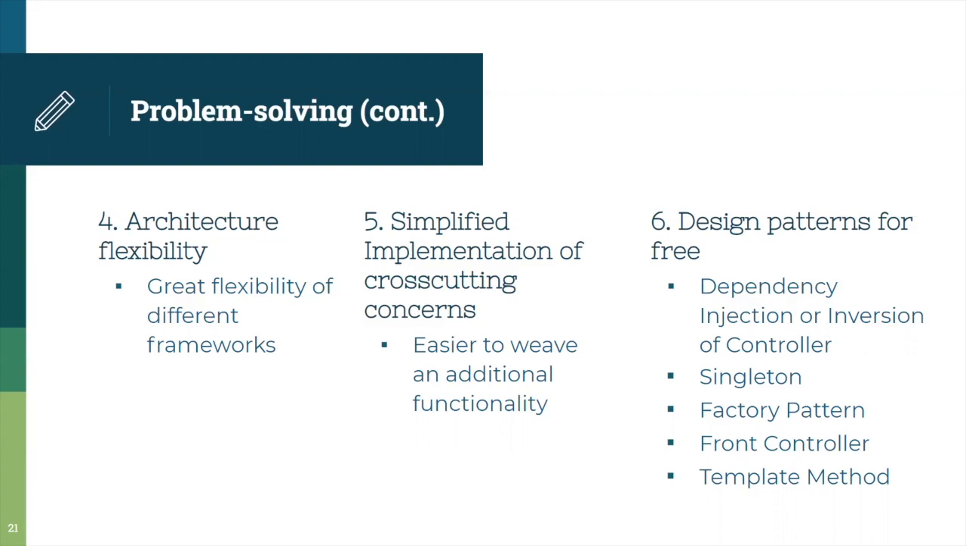3. Factory pattern. Using the bean factory to instantiate beans is a good example of the factory pattern. 4. Front controller. Spring MVC uses the dispatcher servlet as the front controller. 5. Template methods help us to avoid boilerplate code. Many Spring-based classes, such as JDBC template and JMS template, are implementations of this pattern.